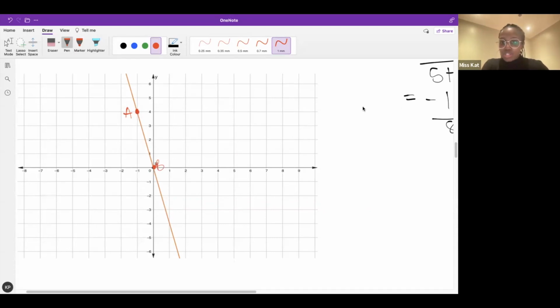Okay, what are the coordinates for A and B? So if you get a graph, you have one extra step, which is to find the coordinates you're going to use. It's easy if they give you coordinates, but you might have to just find coordinates on your graph. So what are the coordinates of A and what are the coordinates of B?